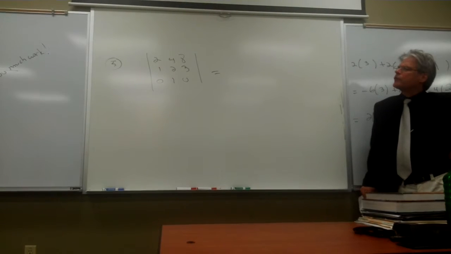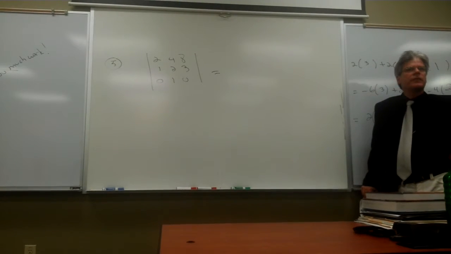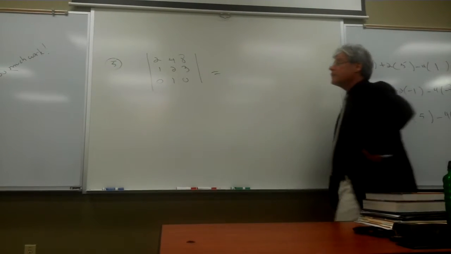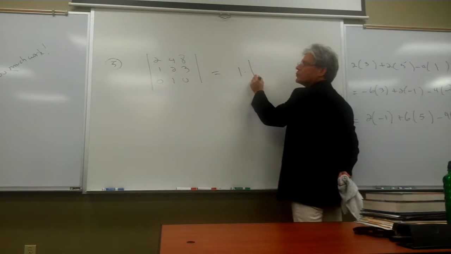What cofactor expansion should I do now? First column, first row, bottom third row. List a cofactor expansion, and I think you're going to get a 1 times a 2 by 2, which in this case is 2, 8, 1, 3.